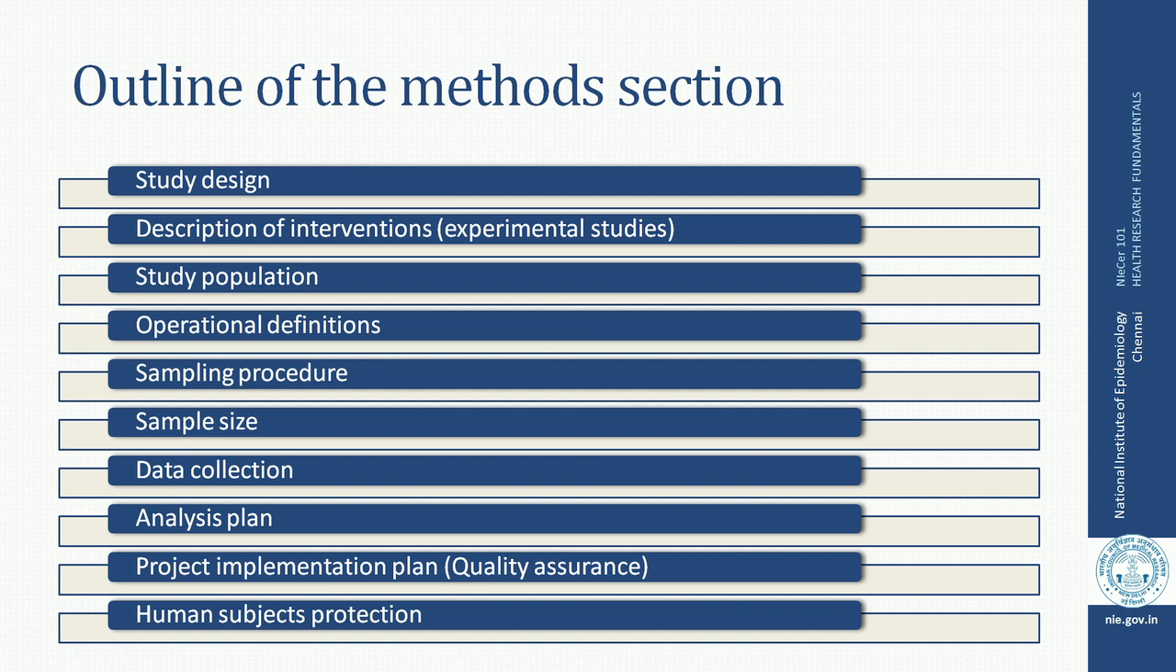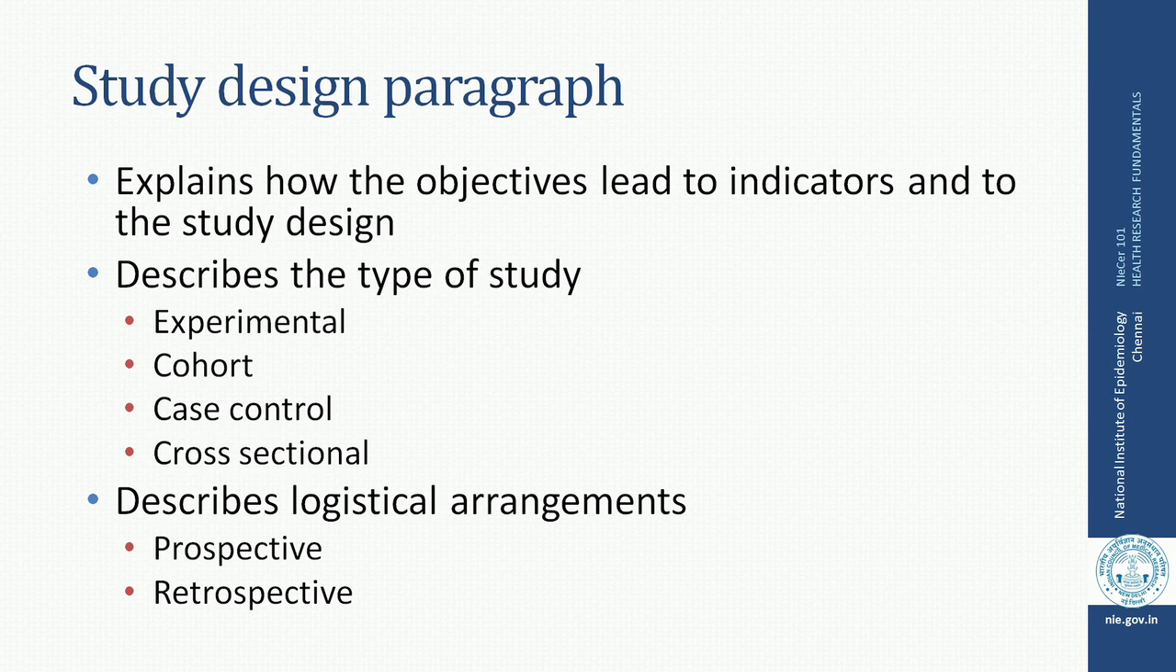We will walk through each one of these steps a little bit more in detail to see how you can develop your protocol. So, the first paragraph would be the paragraph on study designs. Now, this is where you explain how the objectives that you have stated at the end of the introduction section would be measured, how you would frame indicators, and what design would be used in your study to fulfill these objectives. Remember, your study design could be experimental or observational.